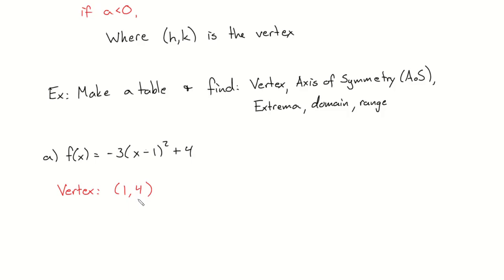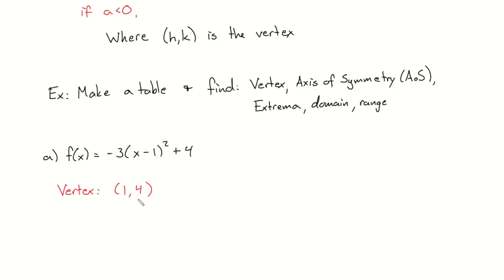Before we make our table, can you guys tell me what sort of changes have happened? Has this thing moved left or right? It's moved right how many units? 1. Did it get thinner or wider? Thinner. How do you know that? This absolute value is a positive 3. It's 3 times thinner. What's the negative here going to do?